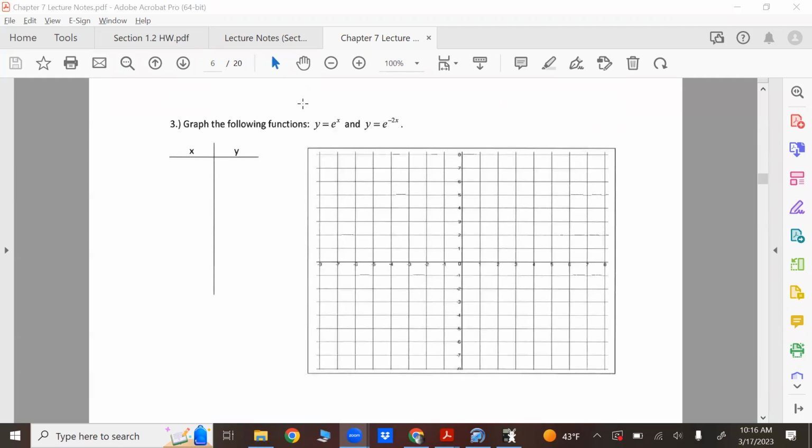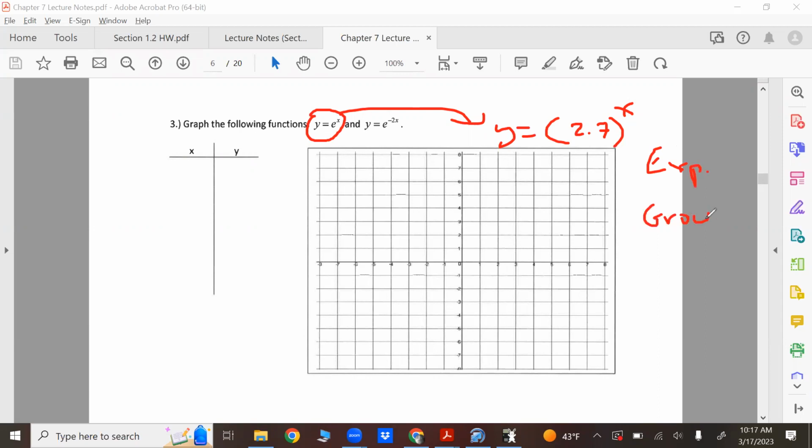So here's the deal, guys. e to the x is like this. It's just a curve. All it is, guys, quiet, let me talk, is you're doing an exponential function. It's just exponential growth. That's all it is. So I'm going to plug in 0, 1, and 2 so you guys see what's happening.